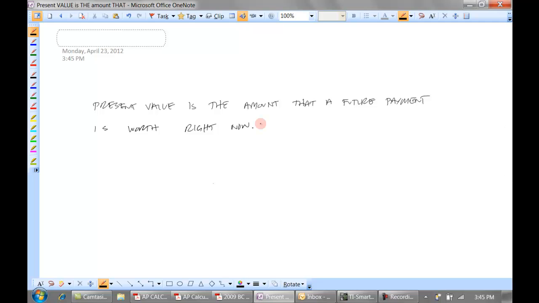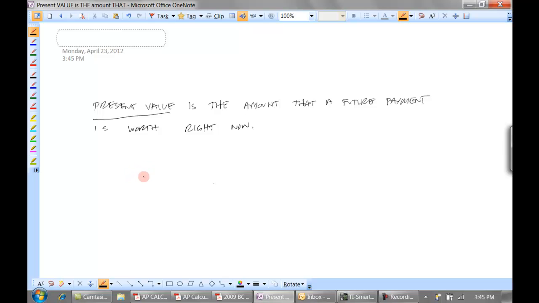So, for example, I could offer to pay you $1,000 next year, but it'd be better to have it now, because if you had it now, you could invest it, put it in the bank, invest in the stock market, something like that. So the present value is how much money you would need right now to invest, to have the same amount as if you invested that for the year.